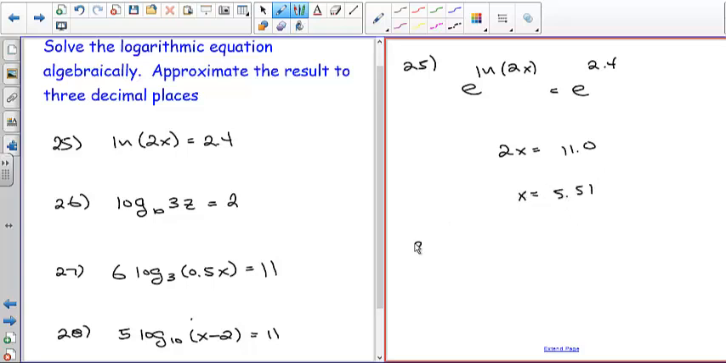Okay, 26, same kind of deal. This is log base 10, so the base is 10. So I take 10 to the log base 10 of 3z is equal to 10 to the second power. So these just become the exponent of the base, which is the base of the logarithm. So 10 to the log base 10 of 3z is just 3z. And 10 squared is 100. So z is equal to 100 divided by 3, which is 33.3.